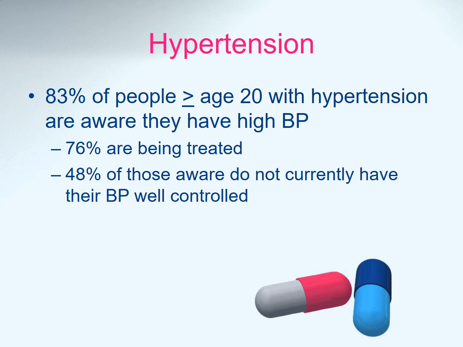The National Health and Nutrition Examination Survey tracks prevention, treatment, and control of hypertension. Data from them show that 83% of people 20 years of age or older with hypertension were aware that they had high blood pressure. Of these, 76% were being treated. Of those aware of their hypertension, 48% did not currently have their BP well controlled.